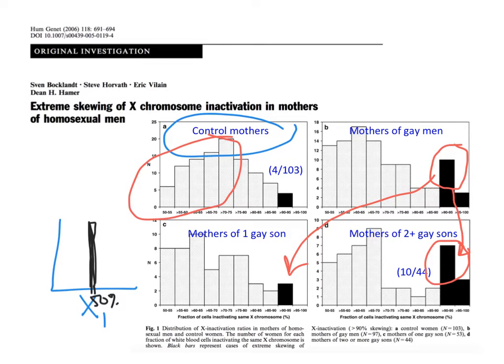If I told you that somebody's mother had 90 to 95% inactivation of the same X chromosome throughout her entire body, would you place money on betting that her son is homosexual? It's only 10 out of 44, only a quarter of the moms that exhibit this variation. So it's actually a pretty bad bet. So these authors said, well, there's some sort of an association, correlation, not necessarily causation, and moved on.